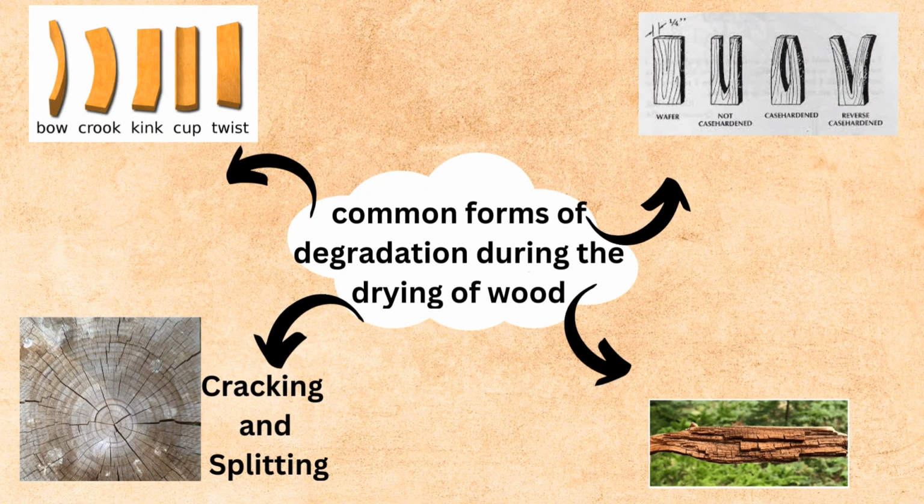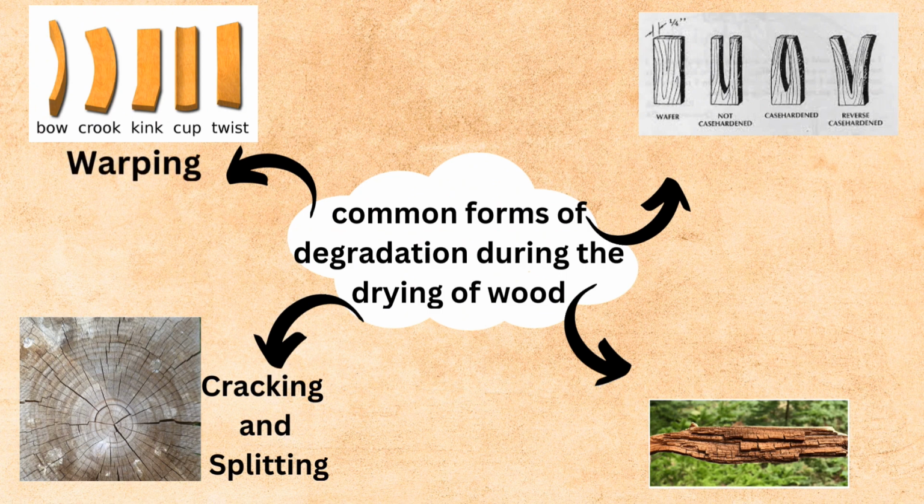So, here we have some common forms of degradation during the drying of wood. The first one is cracking and splitting. Rapid or uneven drying can cause the outer layers of the wood to shrink faster than the inner layers, leading to cracks and splits on the surface. This is known as surface cracking and can significantly reduce the wood strength and aesthetic appeal.